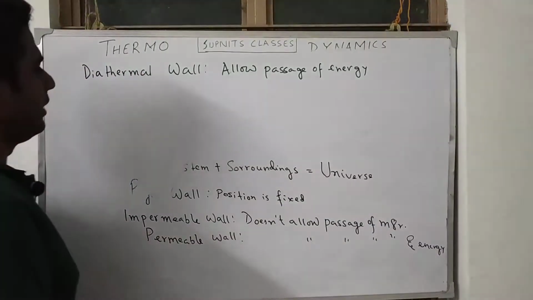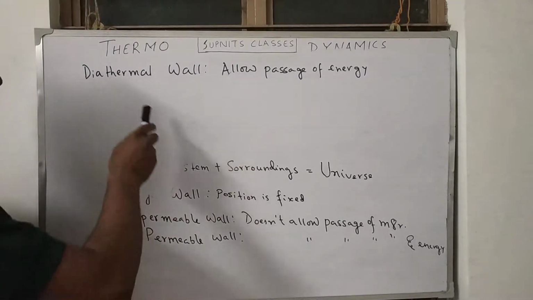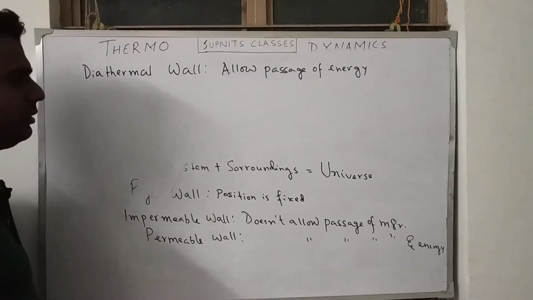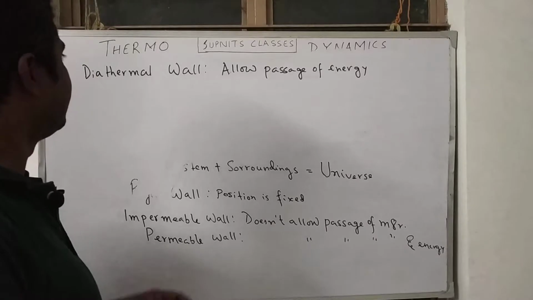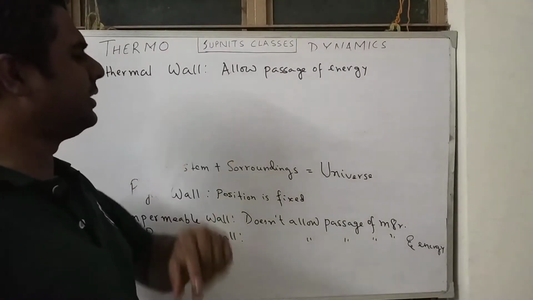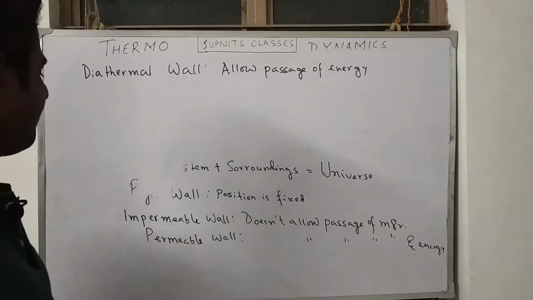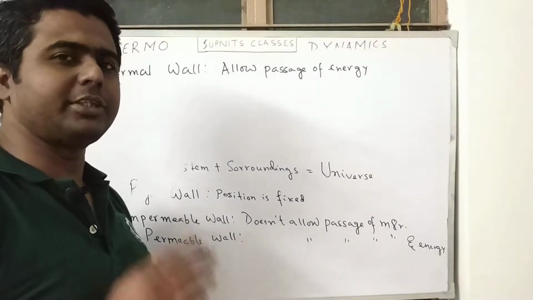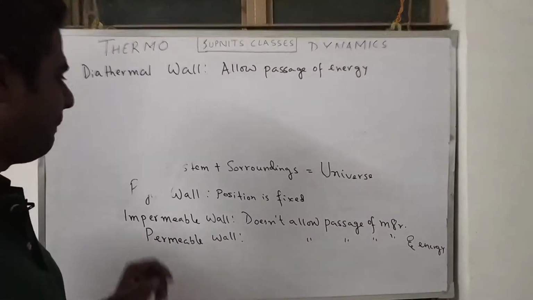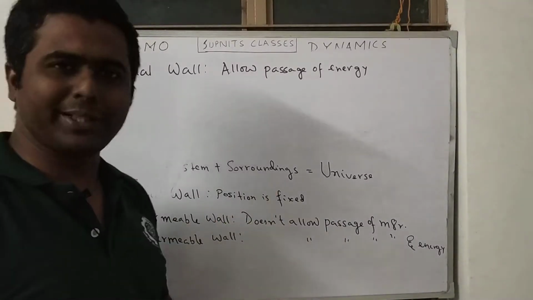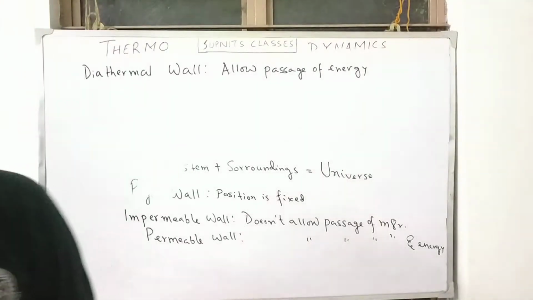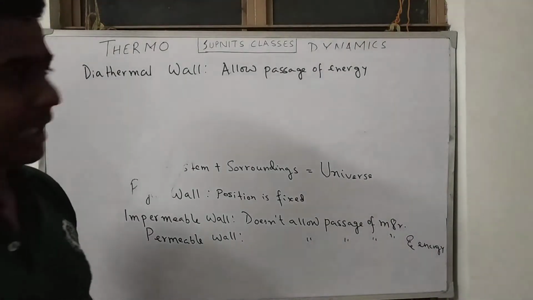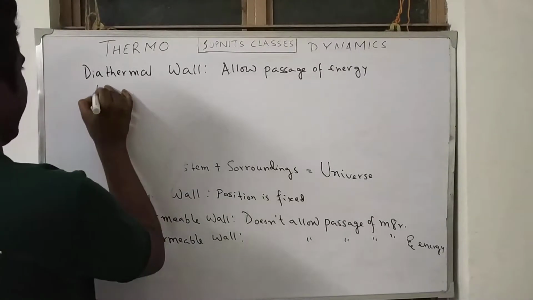ठीक है? Now to allow energy, we can also consider the diathermal wall. So a diathermal wall means it will allow passage of energy. Permeable wall will allow passage of energy and matter. Impermeable wall will not allow passage of matter. Diathermal wall will not allow passage of matter but will allow passage of energy. Another type of wall is there, that is called the adiabatic wall.